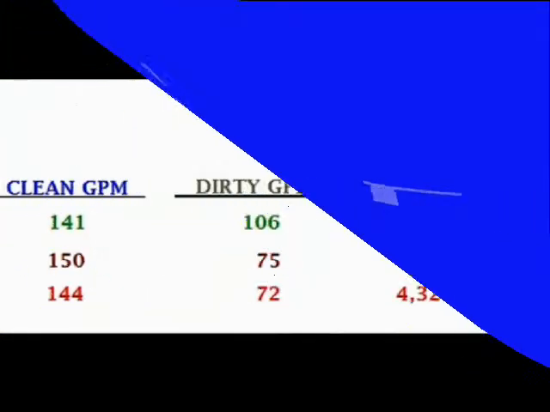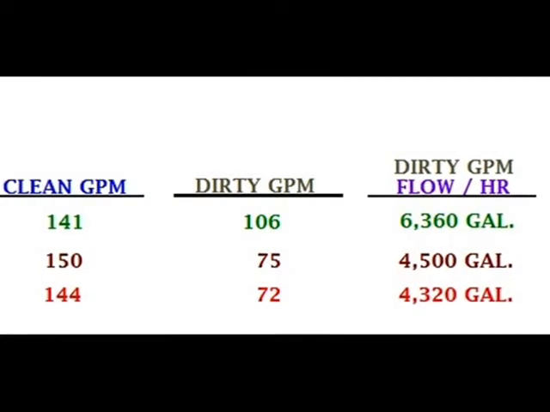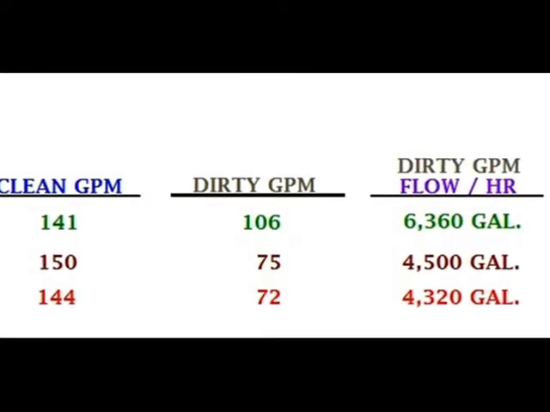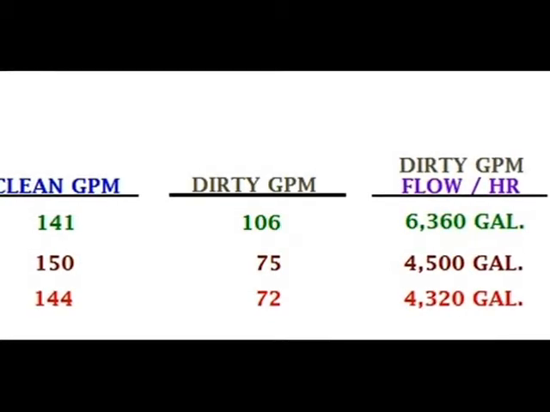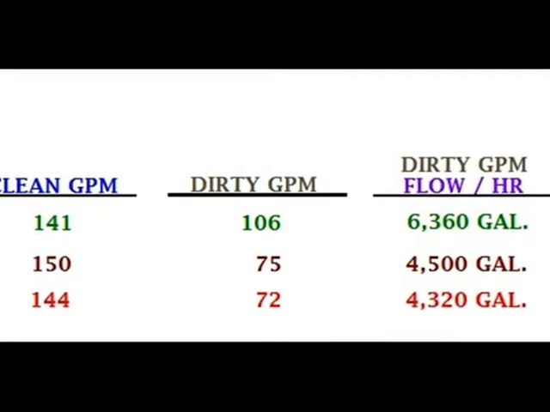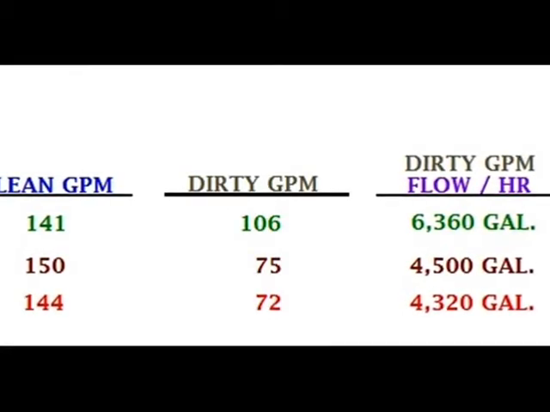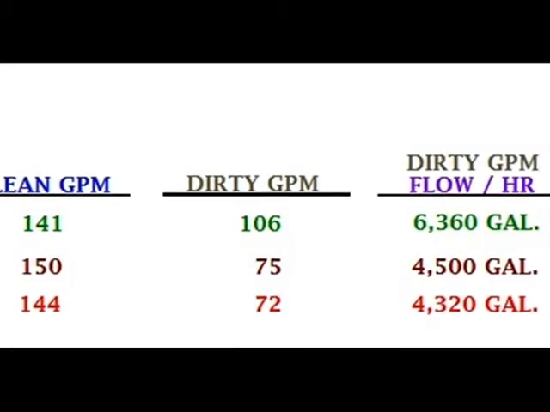Fact 3. The reduction in flow becomes even more significant as the filter gets dirtier. By viewing this chart, you can observe that while sand filters represent a 25% flow reduction, cartridge and diatomaceous earth filters represent a 50% reduction in flow.